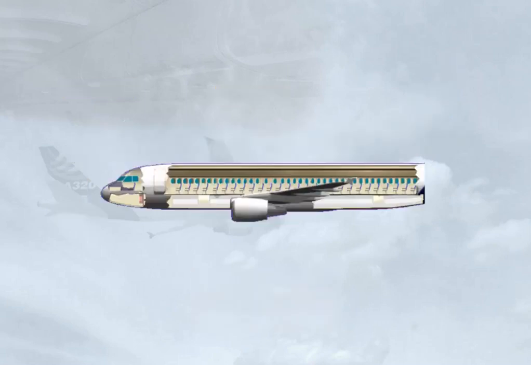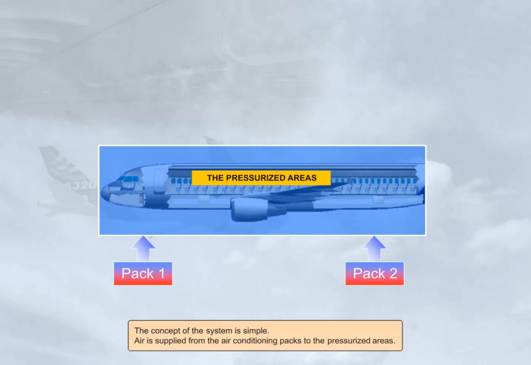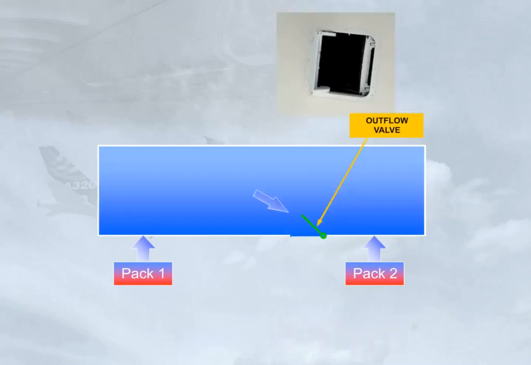The concept of the system is simple. Air is supplied from the air conditioning packs to the pressurized areas. An outflow valve is used to regulate the amount of air allowed to escape from the pressurized areas.